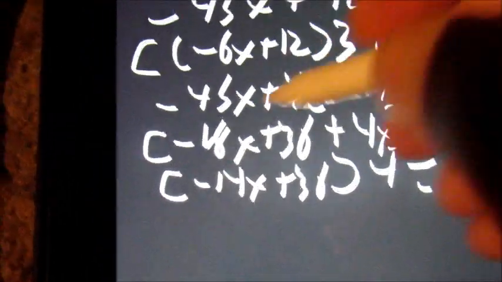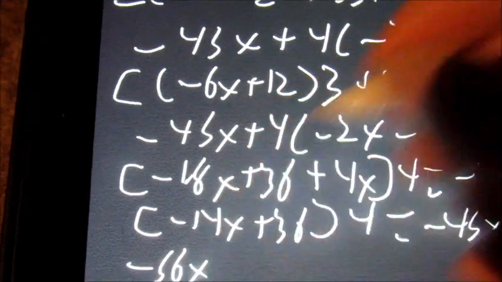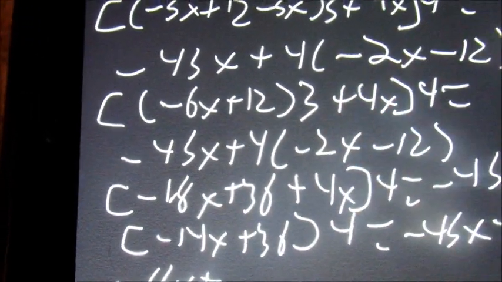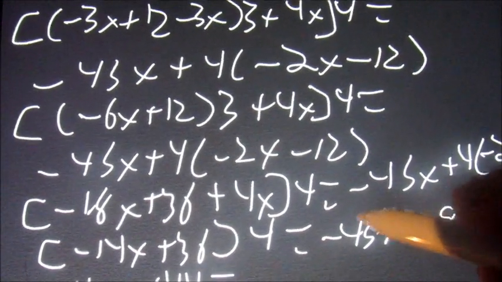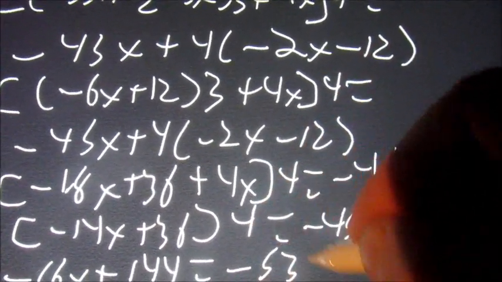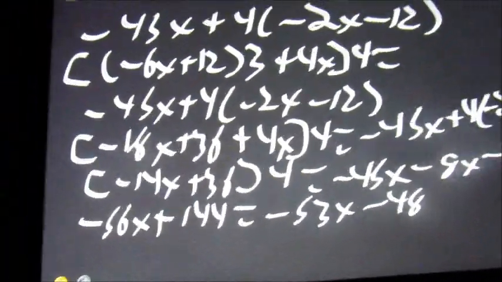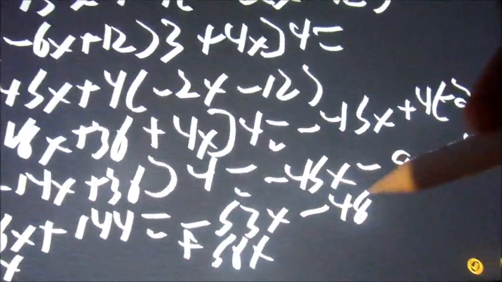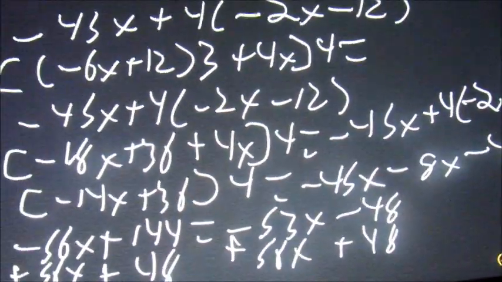Okay, now I'm going to distribute this 4. So 4 times negative 14x is negative 56x, plus 4 times 36 is 144, equals, I'm going to combine like terms here, negative 45x minus 8x is negative 53x minus 48. Now I'm going to move my x's to the right and my numbers to the left. So plus 56x, plus 56x, and move my numbers, plus 48, plus 48.